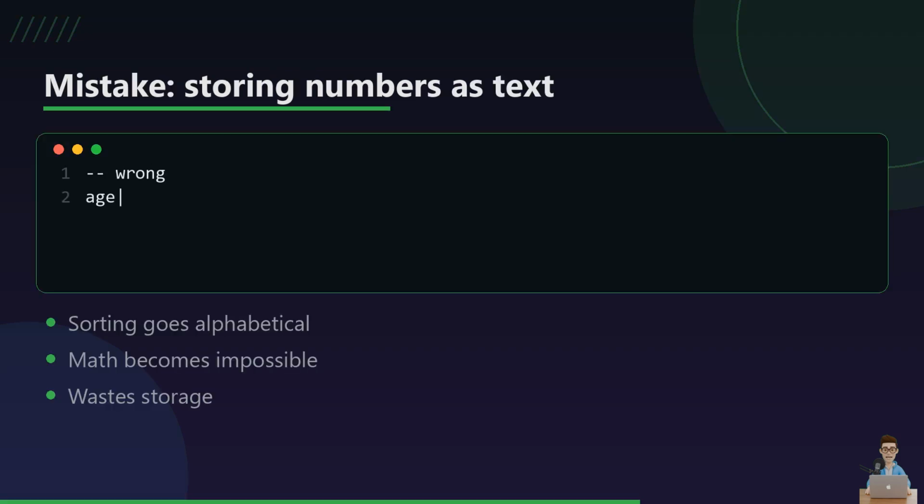I'll admit it, early on I stored ages as text because I was lazy about types. Then sorting put 100 before 90, because as text it sorts letter by letter. The moment you need real math or real ordering, text numbers bite you. In short, if you'll count it or sort it as a number, make it a number.